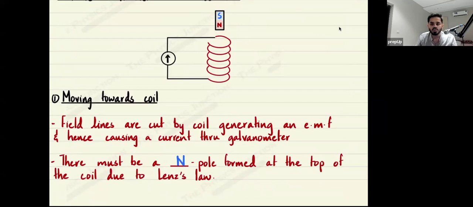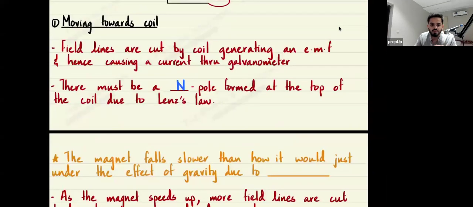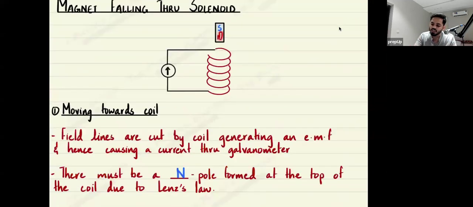But it's not like it's not allowing the magnet to fall through. Yes, it would still fall through, but there would also be some force of repulsion, which is why the magnet falls slower than how it would just under the effect of gravity. Because now, previously there's this force only, if it was just dropped in there. But now there's also this force of repulsion, which is slowing it down. So because the resultant force would decrease, the acceleration that it experiences would also decrease.